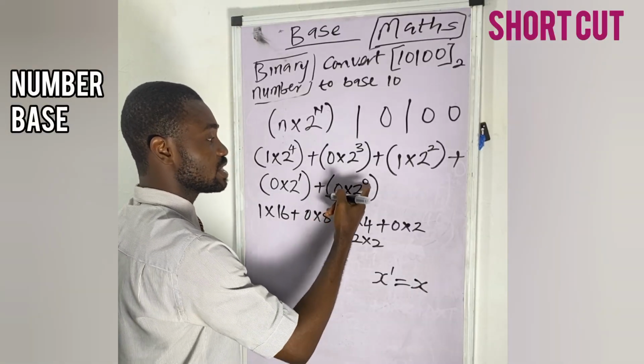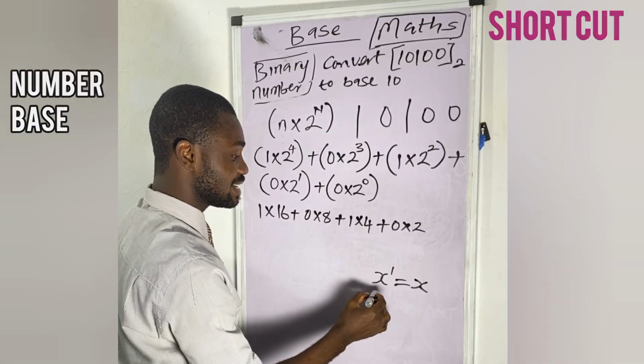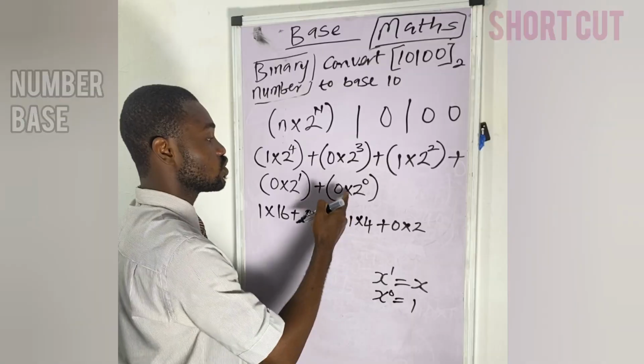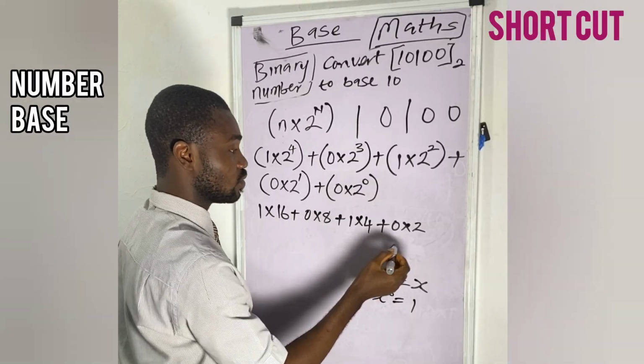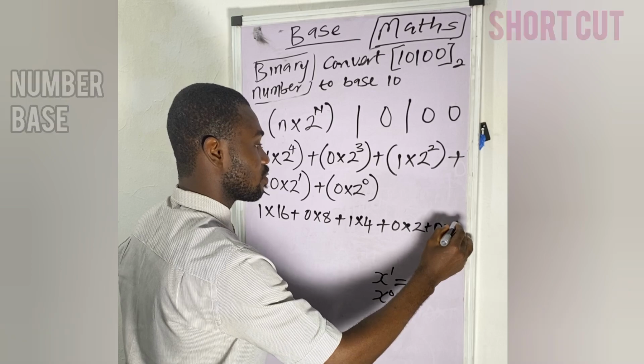See another one here again. We have 2 raised to the power of 0. Since we have 2 raised to the power of 0, the law of indices states that anything raised to the power of 0 is equal to 1. So this one will be equal to 1. Okay? So we now have plus 0 times 1.